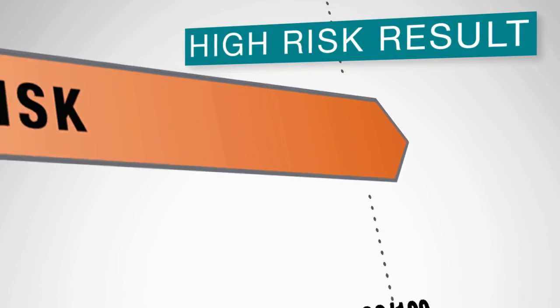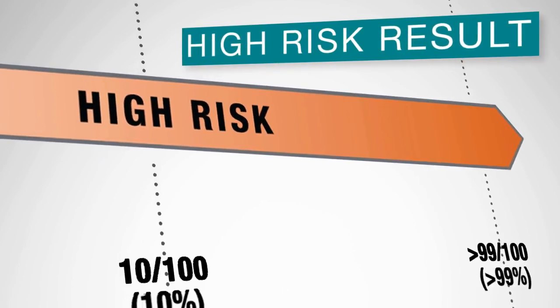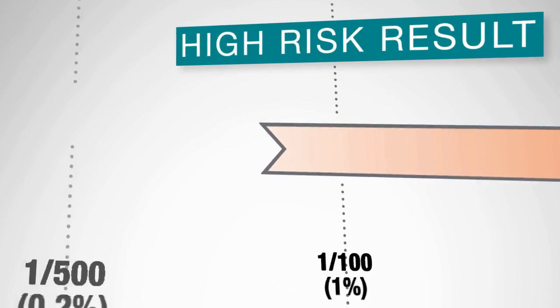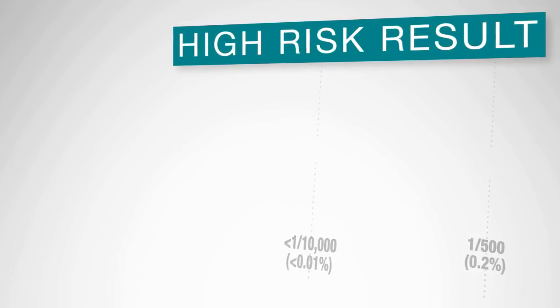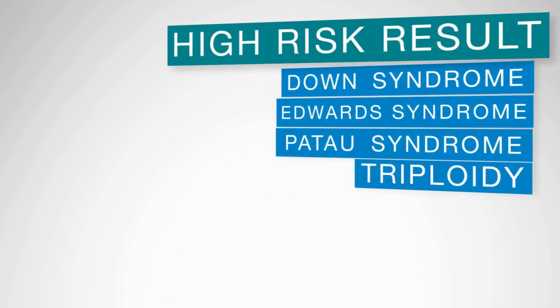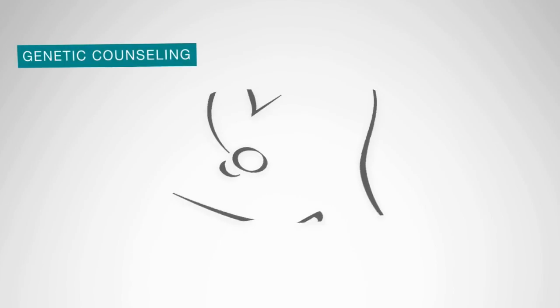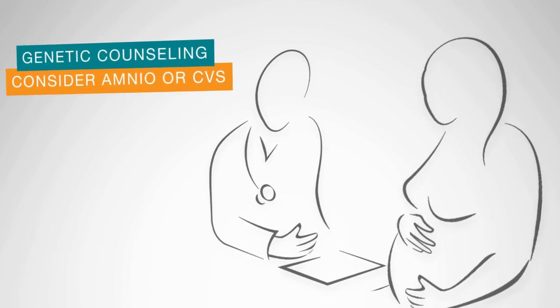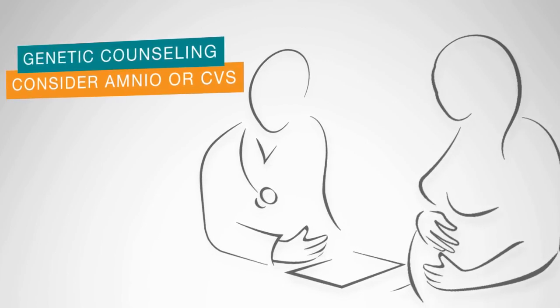The second type of risk is a high-risk result. This would mean the baby you are carrying is at a higher risk for one of the conditions listed on the report. This risk could be 1% or as high as greater than 99% that that particular condition is present. Because it is just a screening test, this does not mean that it's a 100% likelihood that your baby has this condition, so we do recommend genetic counseling and discussing testing like amnio or CVS with your doctor or healthcare provider to determine whether or not your baby has this condition.